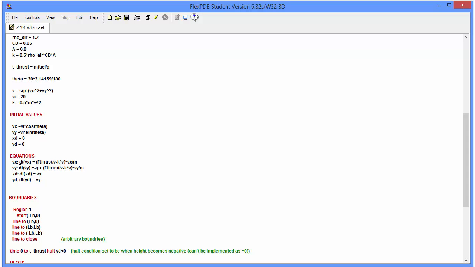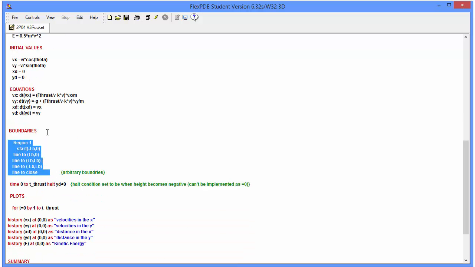So equations, the derivative of velocity in the x direction. Remember that we have to specify the acceleration here, and so the acceleration would be the force divided by the mass. So we have to remember to divide by mass there at the end. It's thrust divided by velocity minus the fluid drag coefficient times the velocity, and then all of that times Vx divided by mass. Similarly for y, but with also a gravity term.